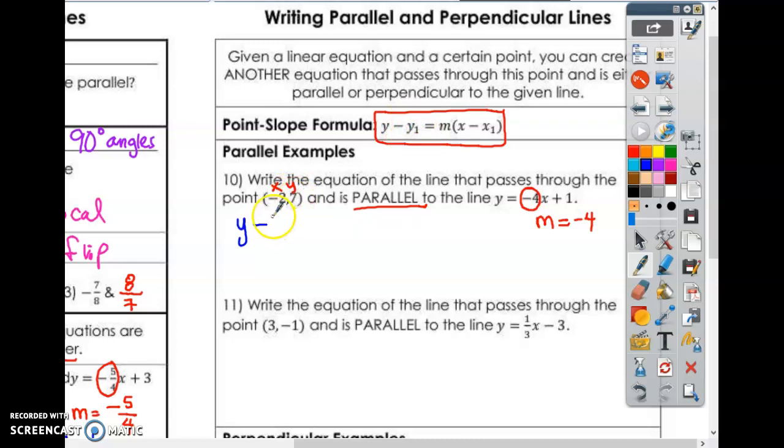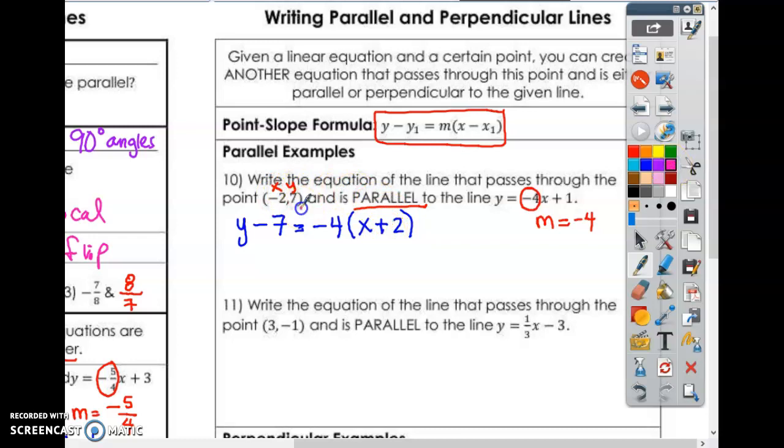7. Equals m, what is my slope? Negative 4. Parentheses. X minus my x, which is a negative 2. Negative becomes a positive, so plus 2. So if it's negative, it's going to become a positive because minus a negative is a positive.